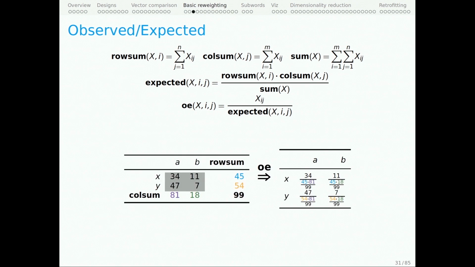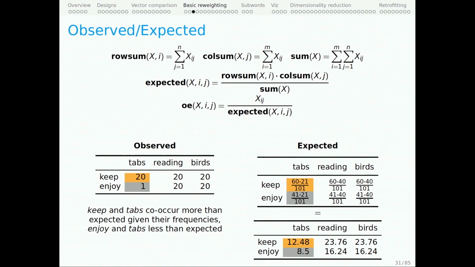There's a lot of math here, so I added this slide. This is an intuitive example of why these numbers are interesting. I created this toy vector space here, and the conceit is that the word keep is incredibly frequent. It co-occurs with lots of other words, so 20, 20, 20. And enjoy is pretty frequent.